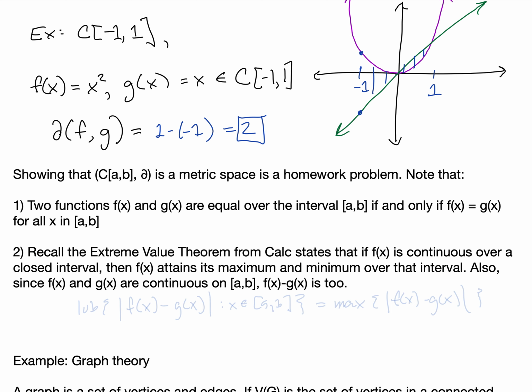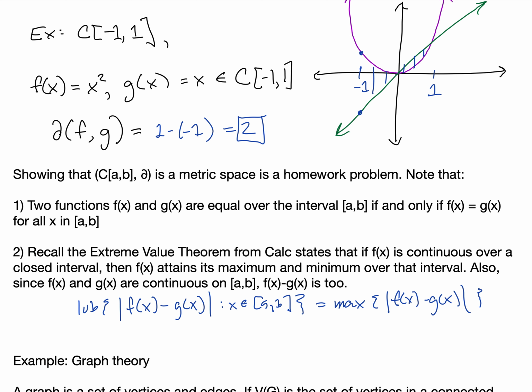So why is that important? That's useful because we can replace this least upper bound of the absolute value of f of x minus g of x such that x is in the interval with the slightly easier to think about just maximum of the absolute value of f of x minus g of x over that interval. So you can replace least upper bound with max, and that's just a little bit easier to work with.